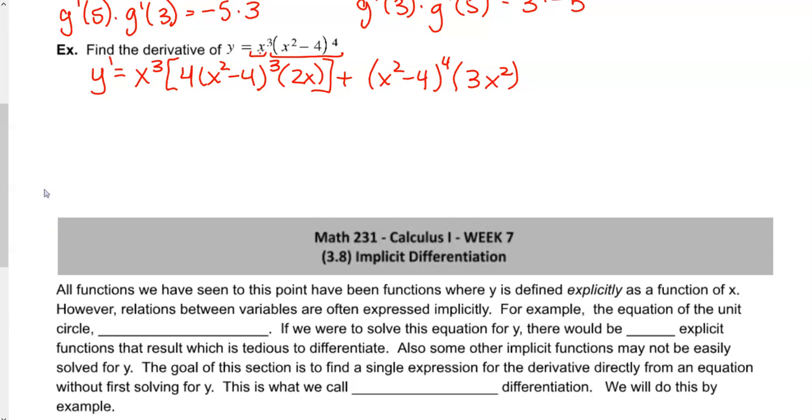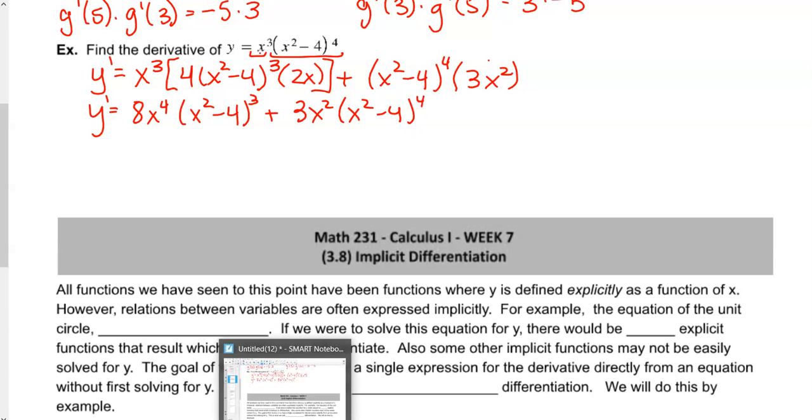I'm going to turn to algebra now to simplify it down as far as I can, and that's what the expectation is going to be for you to do as well, is to simplify that. So I have an x cubed, a 4, and a 2x. So 2 times 4 gives me an 8. x cubed times x gives me an x to the 4th, times (x squared minus 4) to the 3rd power. Then I'm going to choose to write this monomial in front of that expression as 3x squared times (x squared minus 4) to the 4th.